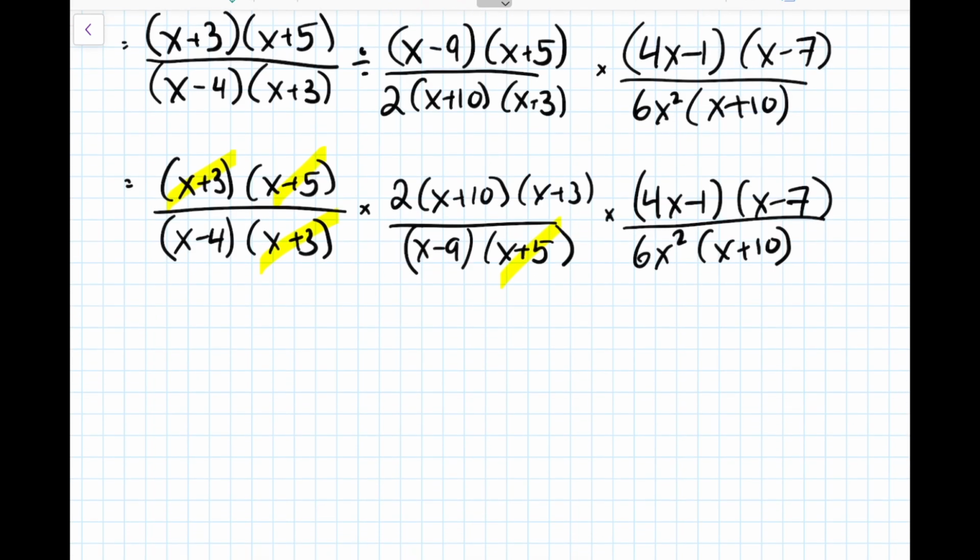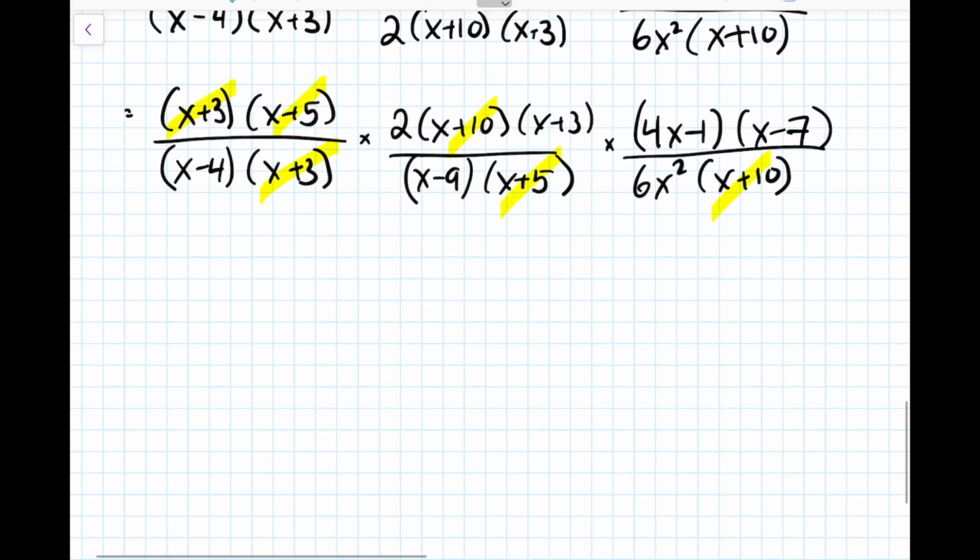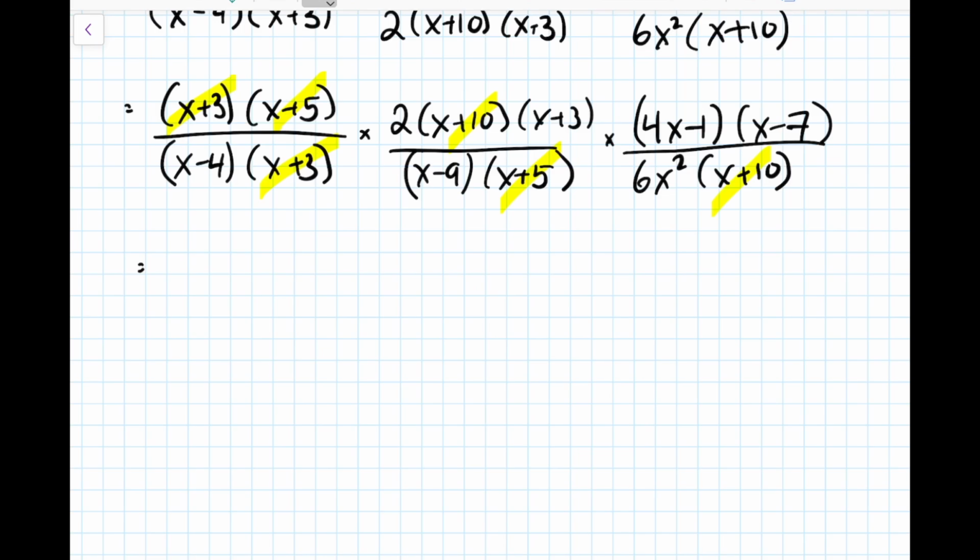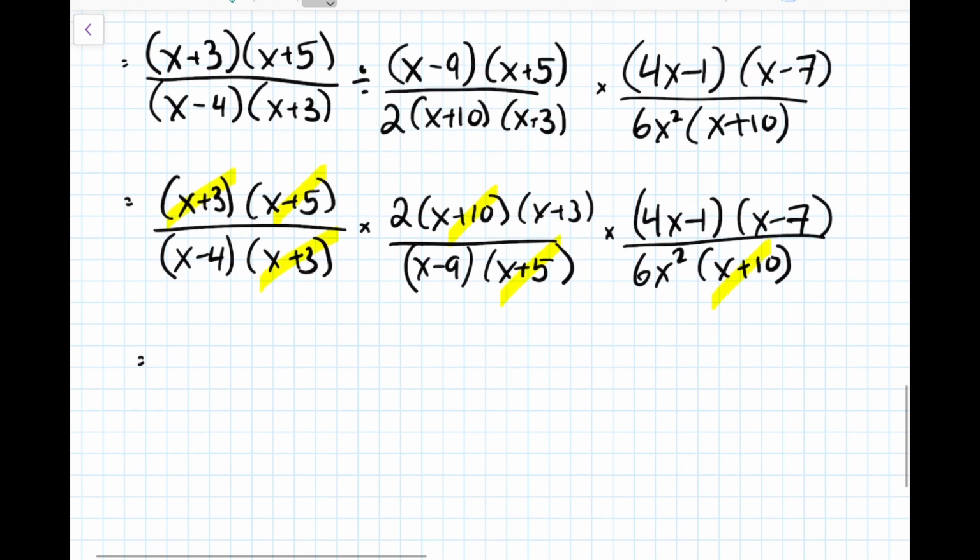And then we have x plus 10 and x plus 10. And so once we get rid of all of those, oh, actually, there's one more thing we can do. We've got a 2 and a 6. Those are going to cancel. And we can turn those into a 1 and a 3.